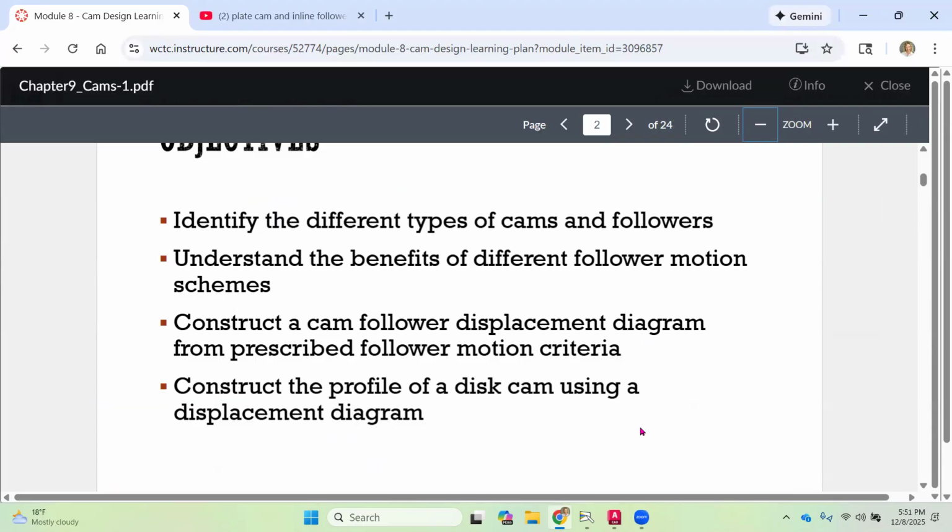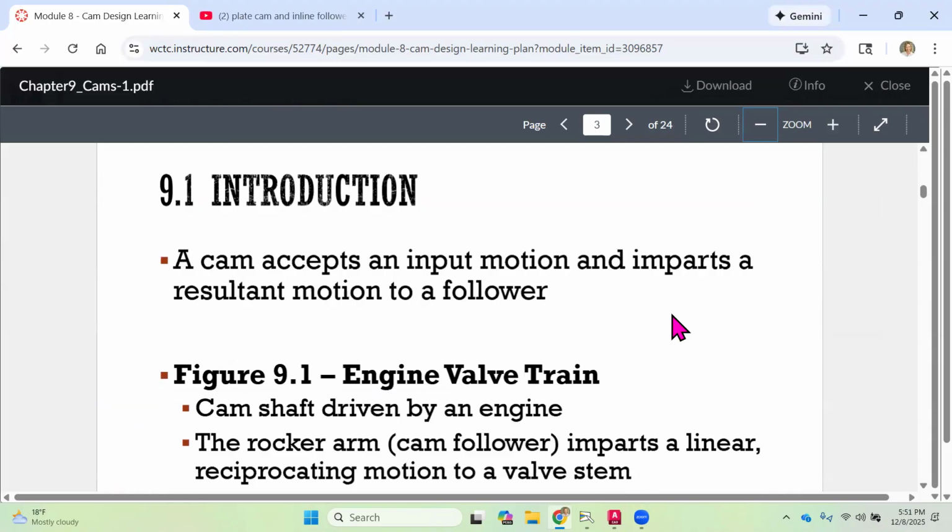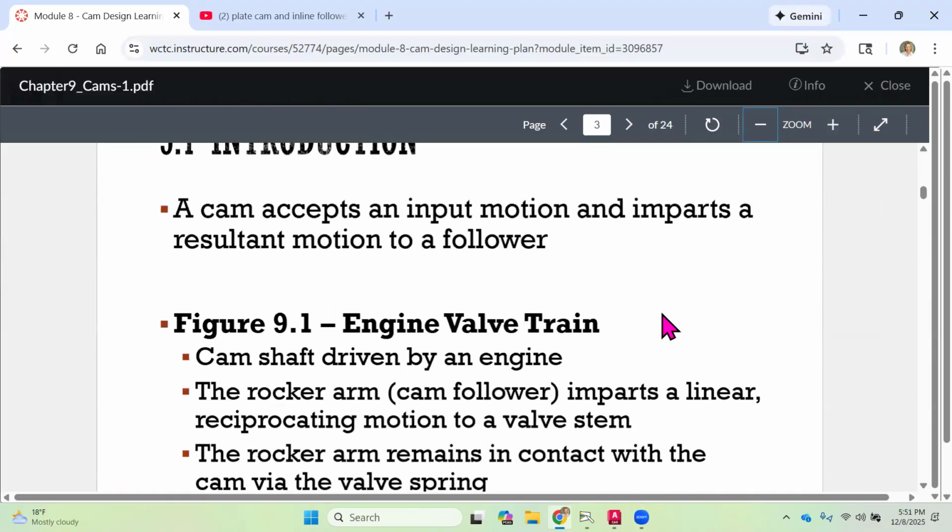So these are the 2 main things, but we're also going to be looking at some different types of cams, different types of followers, so you can kind of see how things can get integrated into designs. So the introduction here first. A cam accepts an input motion and it imparts a resulting motion on a follower.